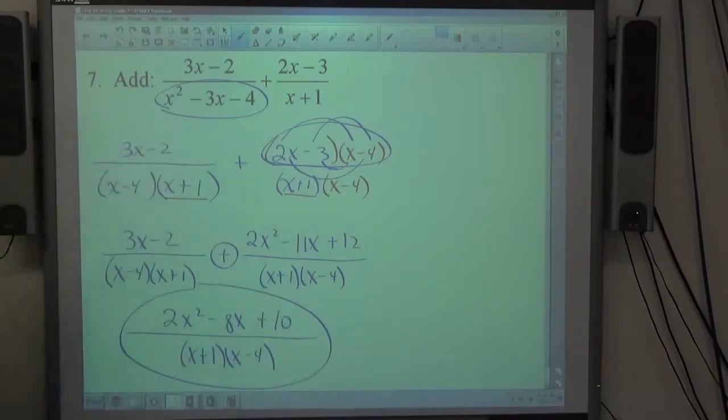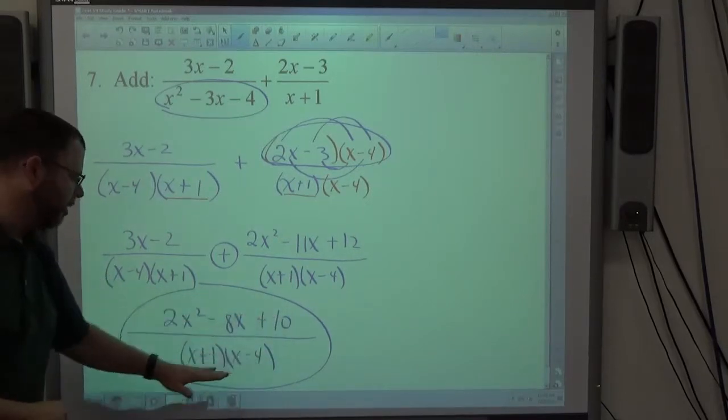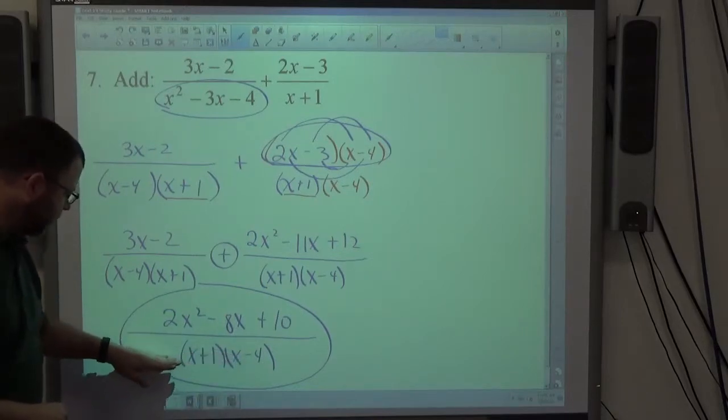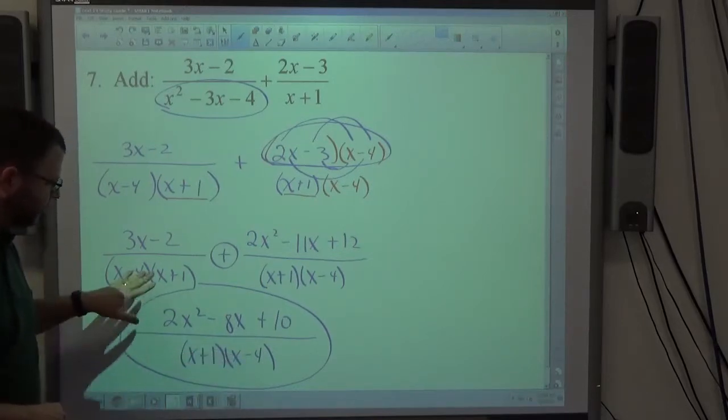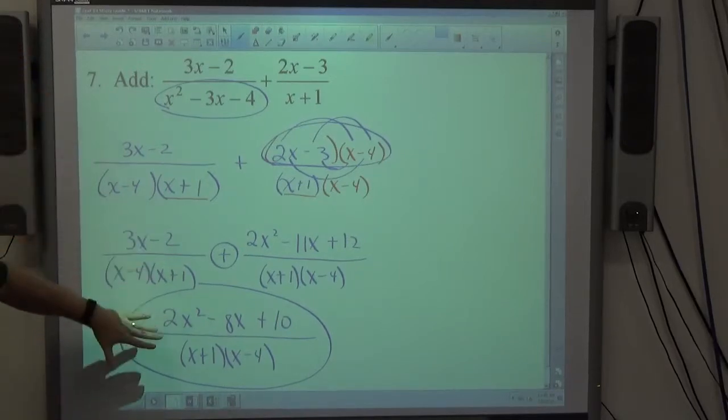I expect the top to be completely simplified, the bottom can be left in factored form. Don't expect this to reduce. I'll leave it there. You might see 2, 8, and 10, everything's even, but there's no even number on bottom as a factor that would allow you to cancel. So no reduction possible. It probably won't be able to reduce on the test either. Stop there.